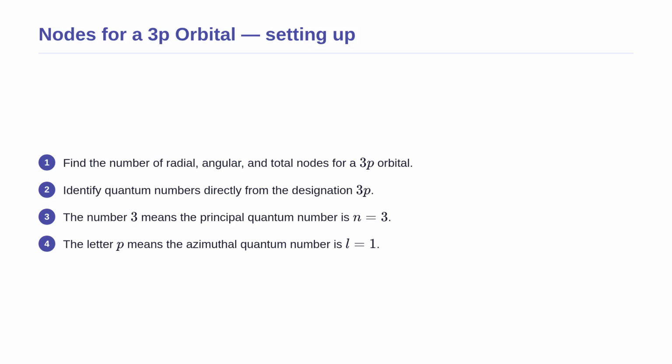Before we move on, let us see this with a concrete example. Suppose you are asked to find the number of radial, angular, and total nodes for an electron residing in a 3p orbital. This is a classic problem.